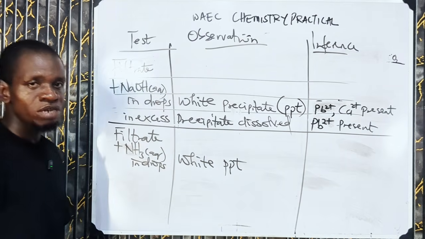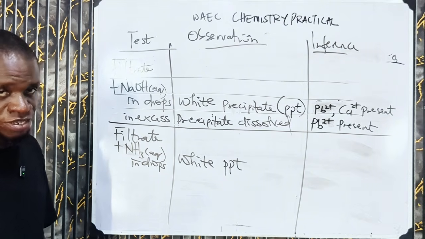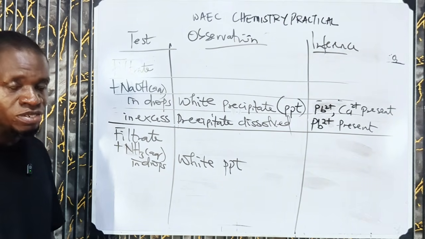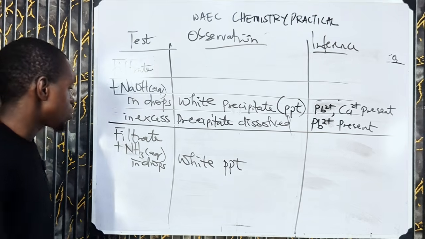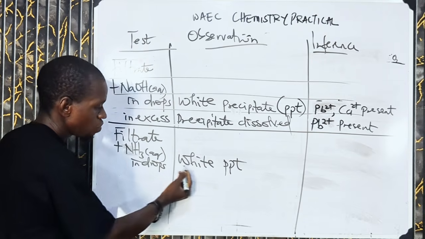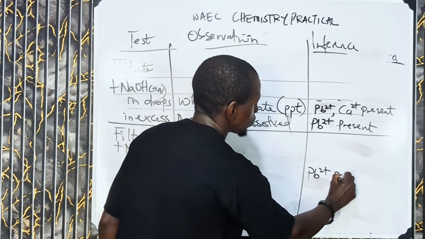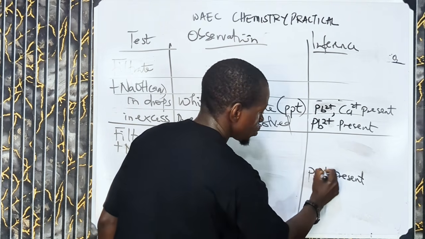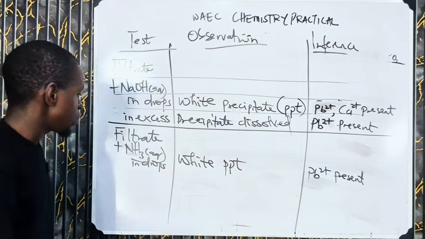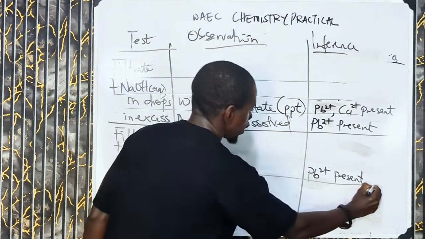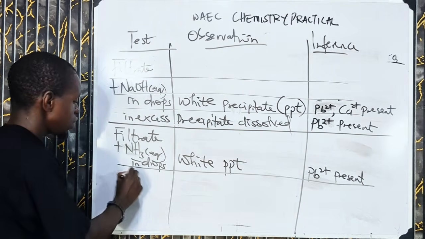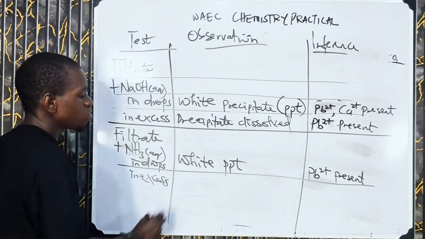You see, I don't know how to spell precipitate, so I've decided to use PPT. Precipitate and PPT, they're all correct. So I said in drops, white PPT. What is going to be my inference now? Lead ion present. Like I said, always write very well. For those of you that have poor writing, be careful of this. Then how about in excess? In excess, what is it going to be now?